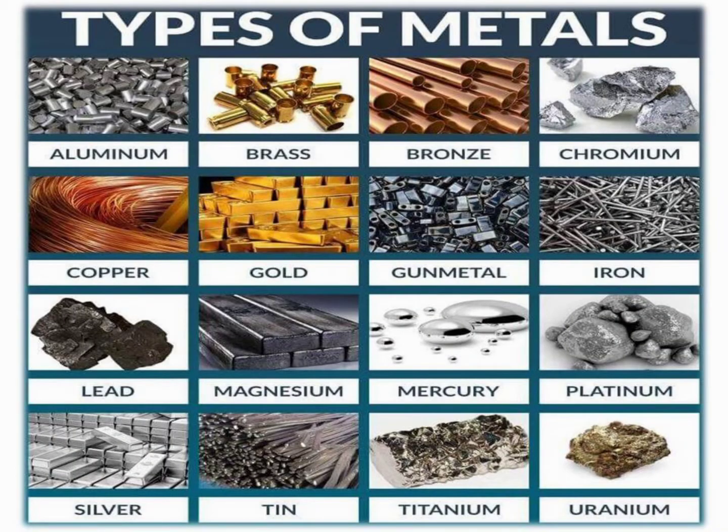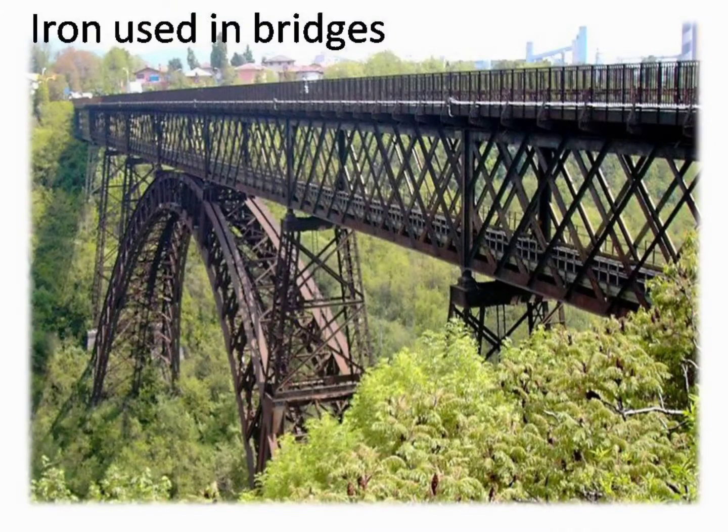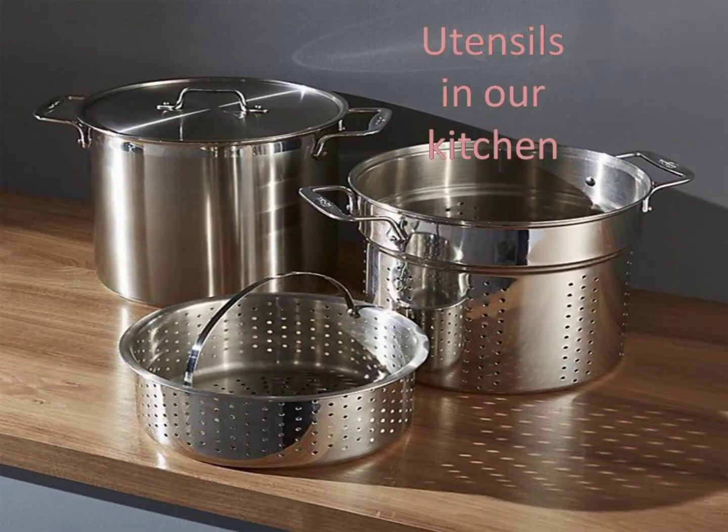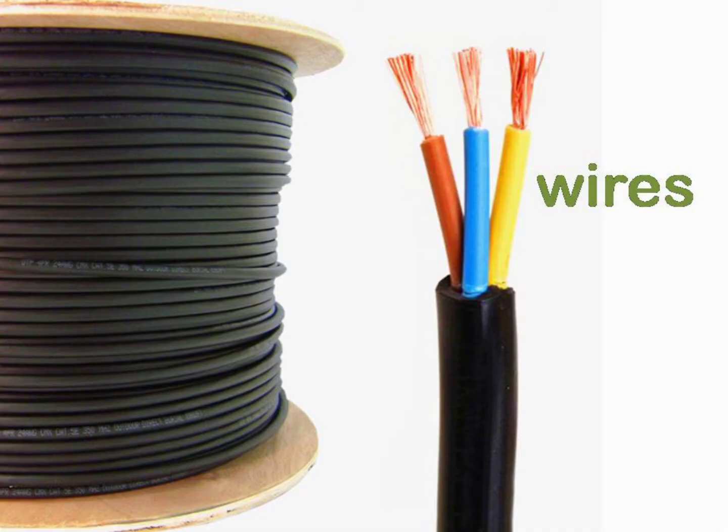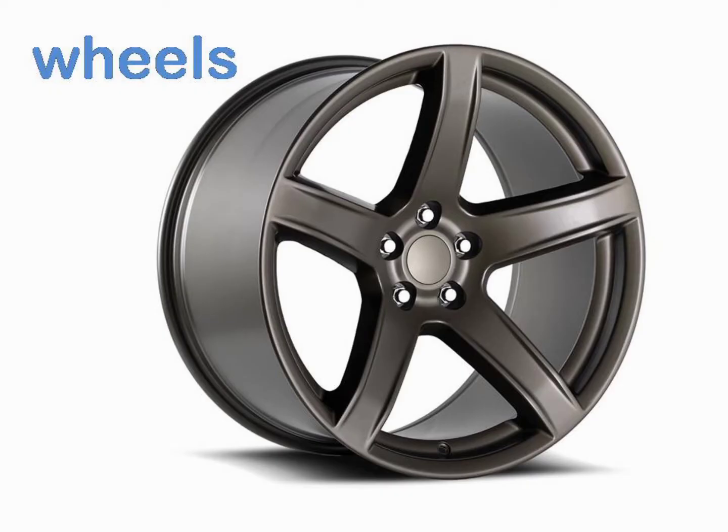There are many different types of metals, and these metals are used to do lots of different jobs. Iron is used for bridges because it is strong. Various utensils used in our homes are made of stainless steel, which is made from iron. Parts of automobiles are made of iron, some of the parts like pistons, wires, wheels, etc.